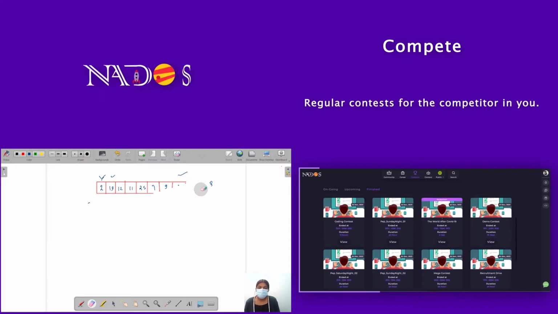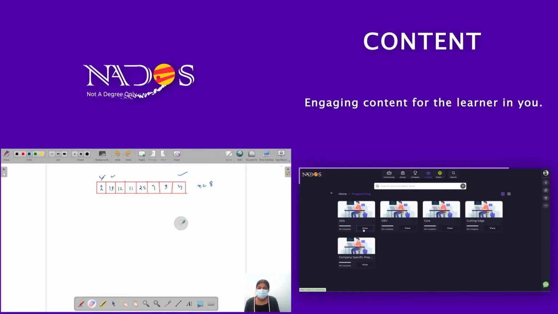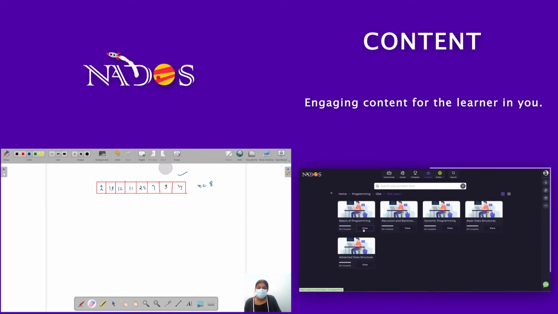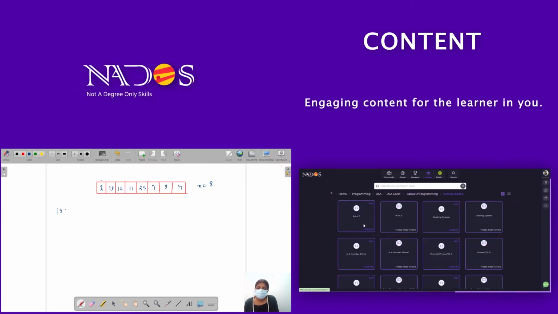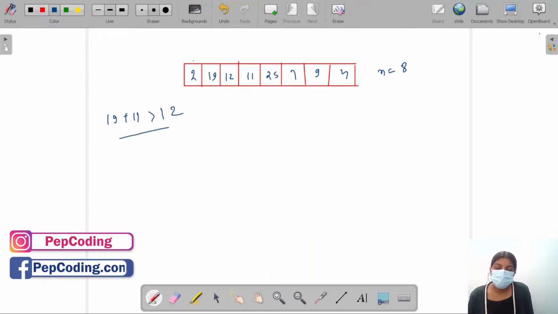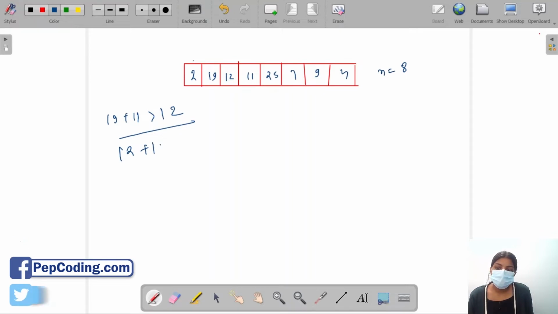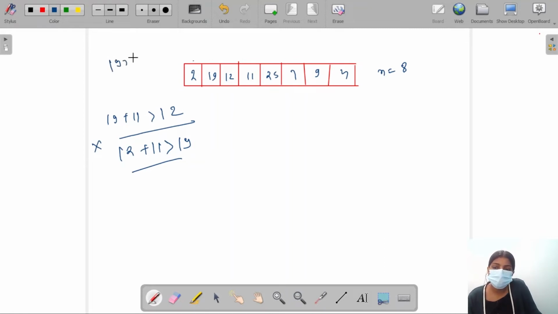Okay, so I take another combination. Let's say I take 19, 12 and 11. 19 plus 11 is greater than 12, right? But 12 plus 11 is less than 19. It's not greater than 19. So this combination, that is 19, 11 and 12, also does not form any triangle.